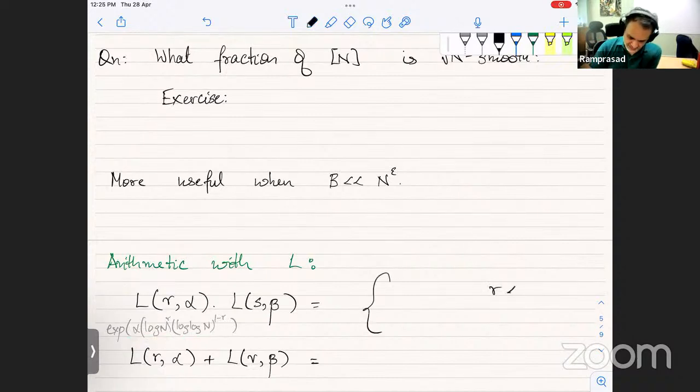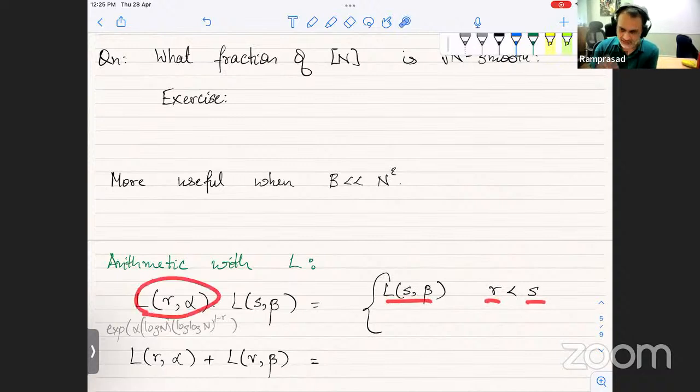Suppose r is smaller than s. Then among these two terms, it's going to be dominated by this quantity. So in this case, this is just going to be L of s comma beta. Technically speaking, I should probably put beta plus a little o of 1, but I'm being a little sloppy here. And similarly, if r was bigger than s, then it will basically become L of r comma alpha. What happens when r is equal to s?